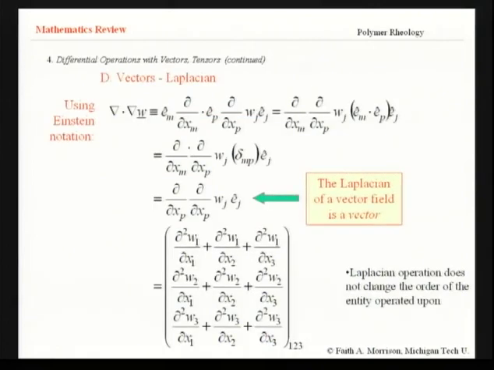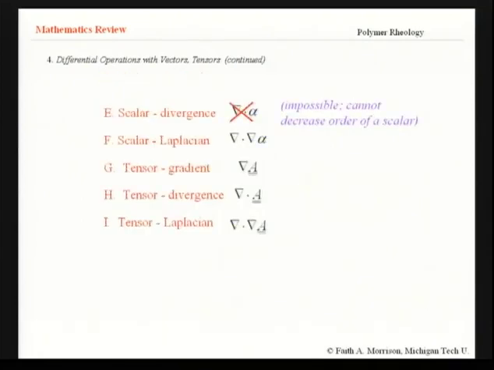Going back one slide, the Laplacian of a vector gave us a vector. So the Laplacian of a scalar is going to give us a scalar. Tensors, we can do gradients. Divergence, we can do on tensors. Laplacian, we can do on tensors.